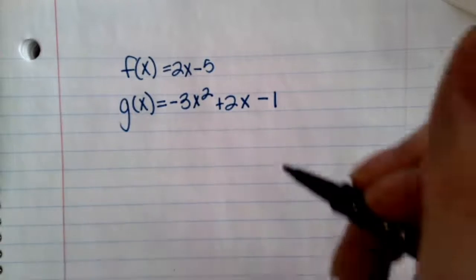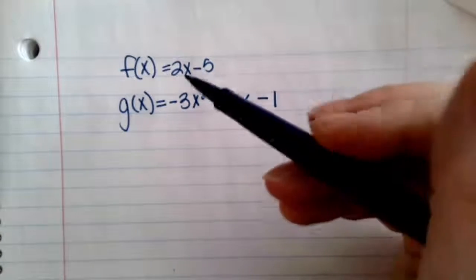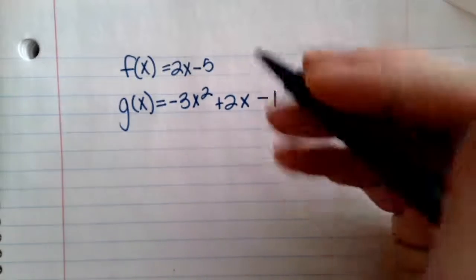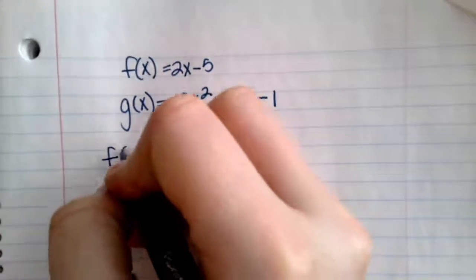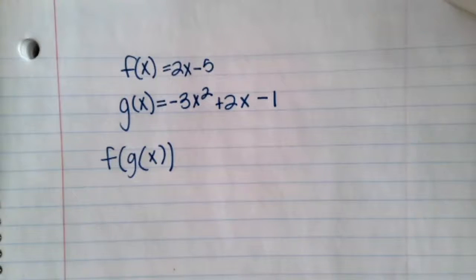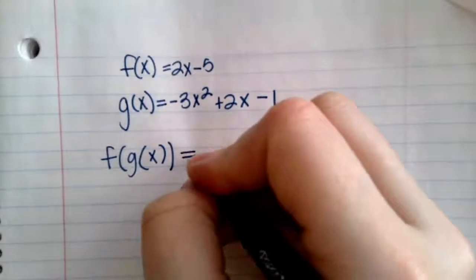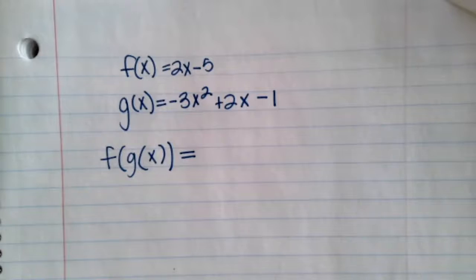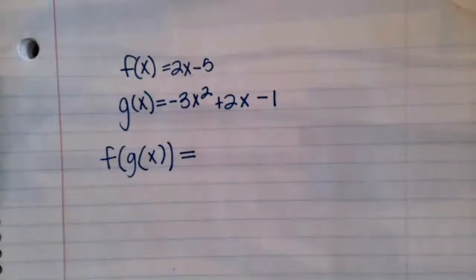In this first problem, we were given these two functions, f of x and g of x, and asked to find f of g of x. And so when we're finding composite functions like this, f of g of x or g of f of x, we're taking one of the functions and substituting it into the other.